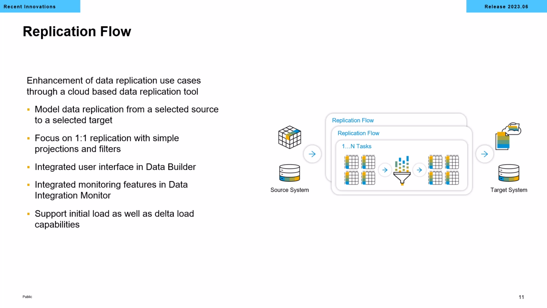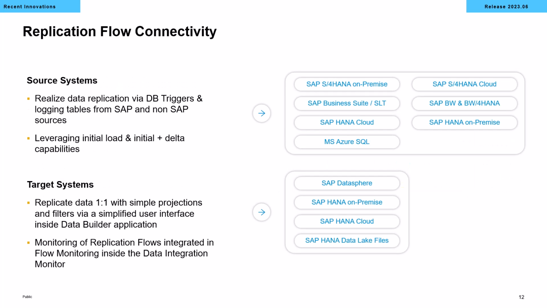And this offers, of course, an integrated component into the monitoring, and it supports initial load as well as delta load. So what are the sources and target systems currently supported? Because this replication flow component is not only limited to load data into Datasphere, but also other systems. And the initial setup here with source systems and target systems is as follows.